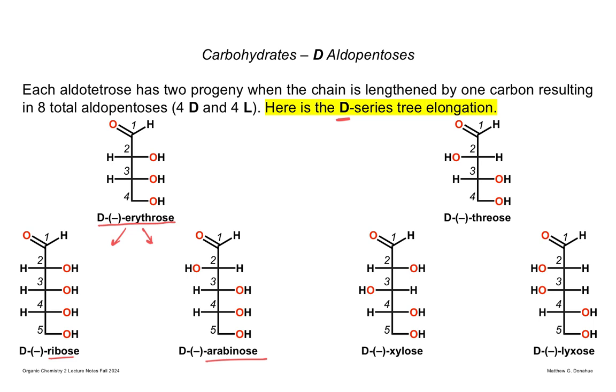So again, you're just seeing the D sugars here. Erythrose gives rise to ribose and arabinose. And now if you look at threose, see how those carbons are left and right. You see that retained left, right, left, right. And then the carbon you inserted, it's either right or left in the two children, which are xylose and lyxose.